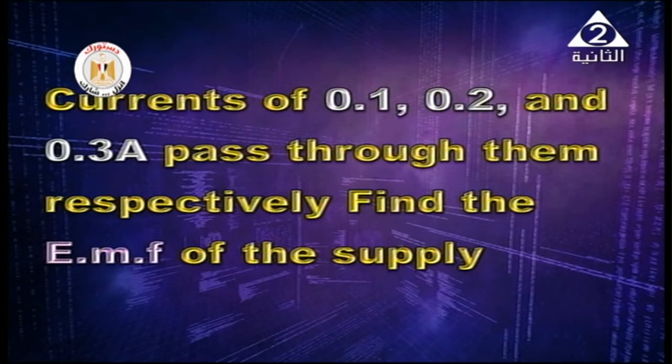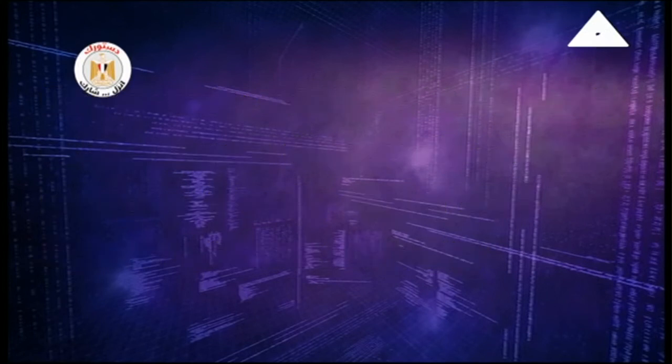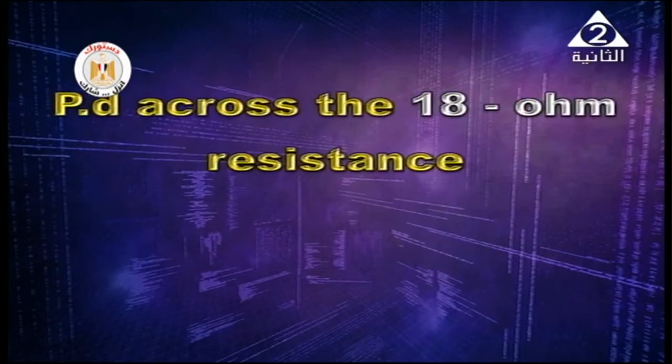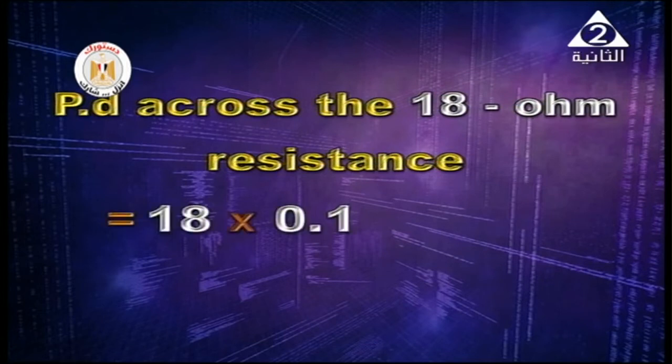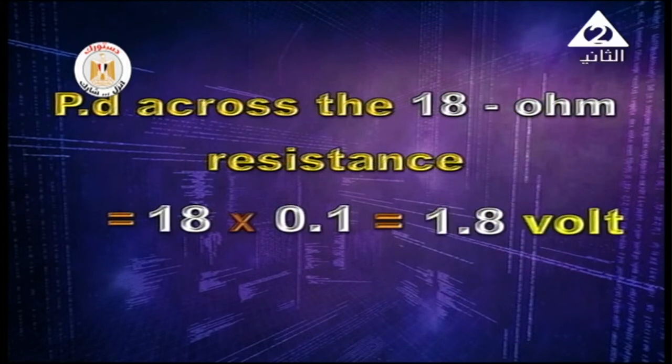First of all, we need to know the way the resistors are connected together. The right way to do this is to calculate the potential difference across each resistor. So potential difference across the 18 ohm resistance is the product of current and resistance. It is 18 times 0.1, which is 1.8 volt. This was the potential difference across the 18 ohm resistance.